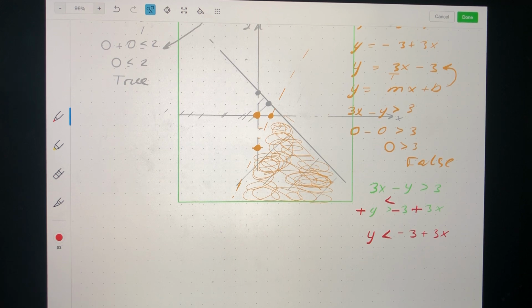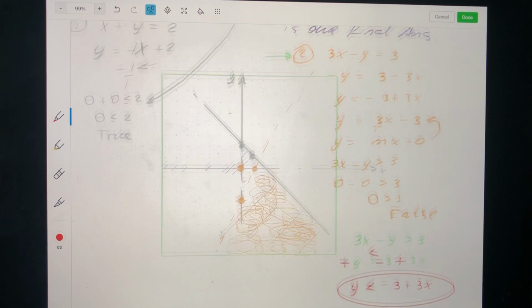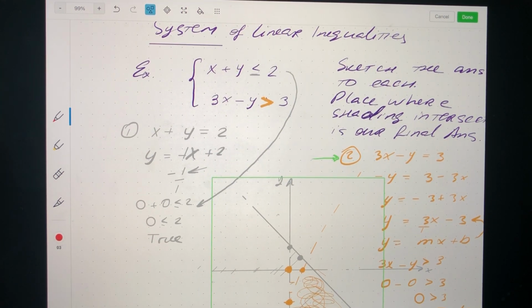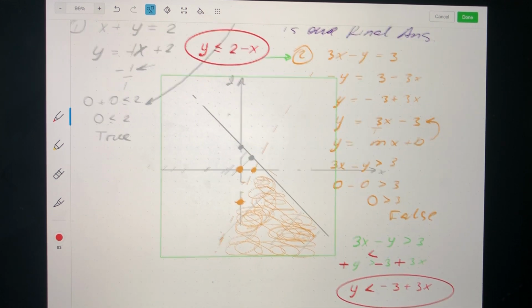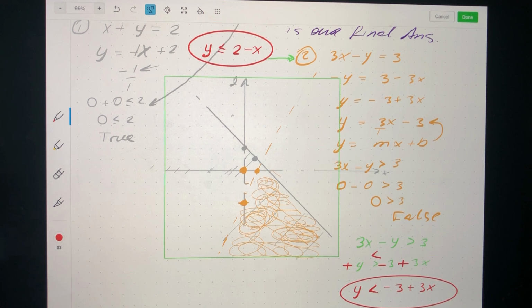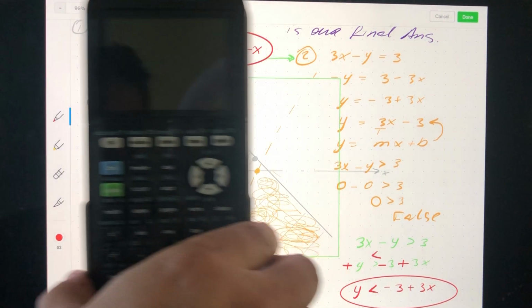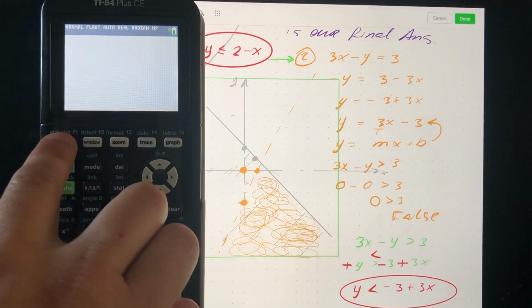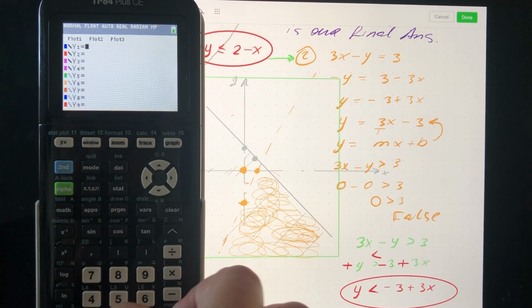So this is what we will type in to our calculator, and with the first equation we simply move the x over, so we would have y is less than or equal to minus x, and that would be our first equation. So these are the two that we are typing in, and let's see what they look like. So here comes the first equation, inequality, y, 2 minus x.